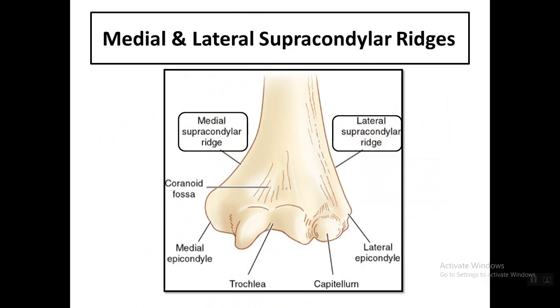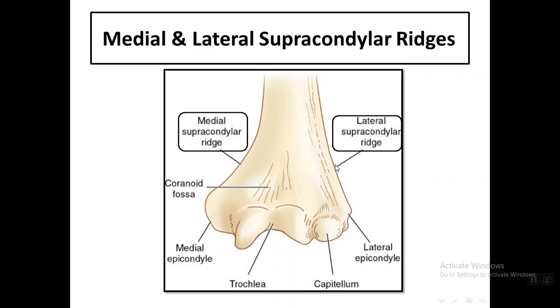We have an important bony landmark in the distal end of the humerus that's called the medial supracondylar ridge and the lateral supracondylar ridge. These are bony crests or ridges that extend from above the medial epicondyle and the lateral epicondyle respectively. These are called the medial supracondylar ridge and the lateral supracondylar ridge.